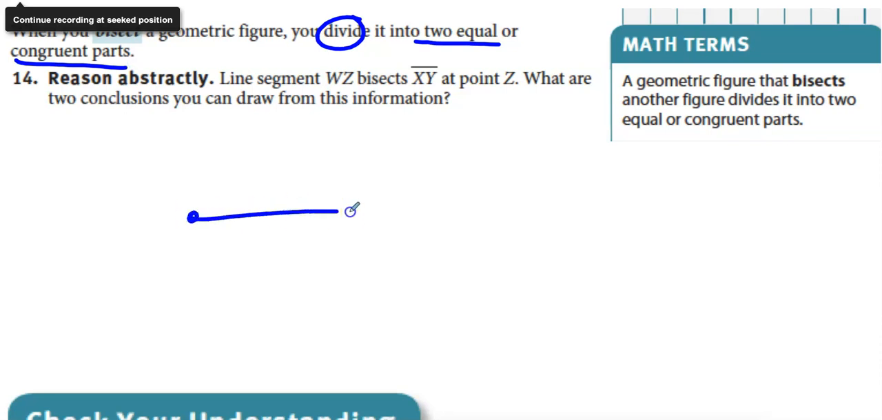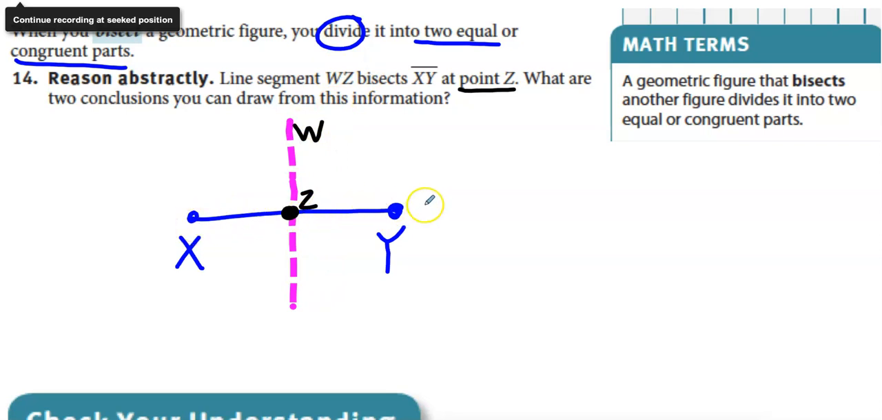So I'm going to go ahead and draw XY first. So this line is cutting in half XY. So kind of pretend like a knife. We can kind of even get this little choppy tool. It's cutting it in half. Okay, so this is WZ. And where they meet, it actually tells me it's at point Z. So again, I have WZ, it's like a knife. It is cutting in half or bisecting my line segment XY.